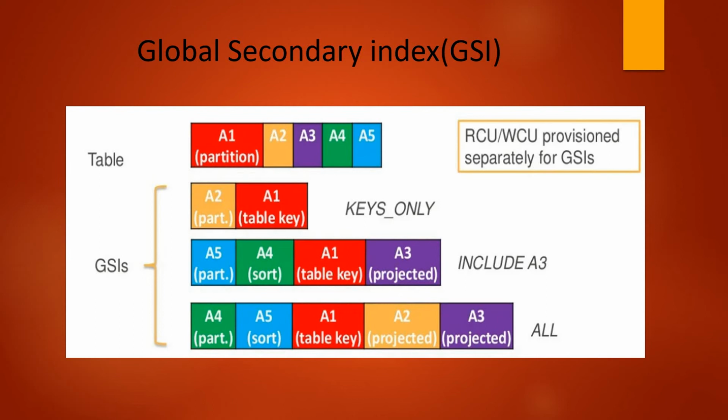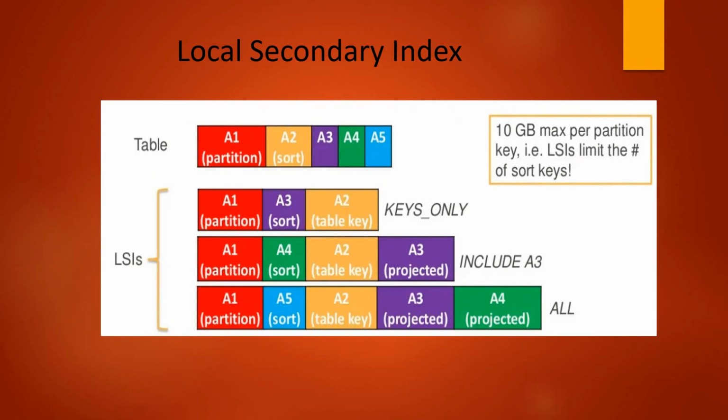Here in this particular case we can see that A2 is the partition key and A1 is the sort key. Here we have different partition keys and sort keys. Here A5 is the partition key and A4 is the sort key. A4 is the partition key and A5 is the sort key. So the partition key and sort key are changing in every table. The base table and the GSIs are different. This is called a global secondary index. In a local secondary index, the partition key remains the same, but only the sort key changes. This is called a local secondary index.